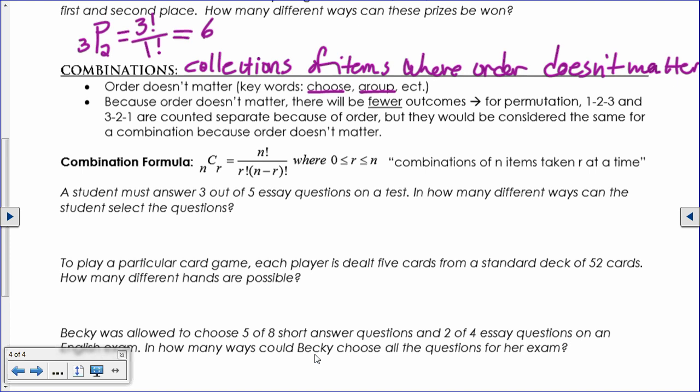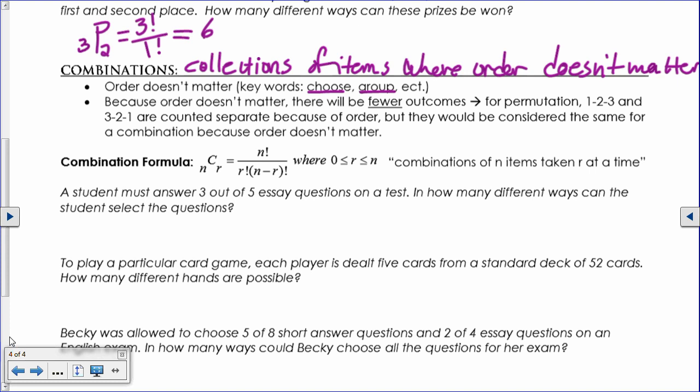Now because order does not matter, there are going to be fewer outcomes than if you had permutation, right? For example, for a permutation, 1, 2, 3 and 3, 2, 1 are different, because the order is different. But for combination, because order doesn't matter, 1, 2, 3 and 3, 2, 1 would be considered the same. You just have 1, 2, and 3 in a group, okay? So when you're working with combination, your numbers are going to be a little bit smaller.